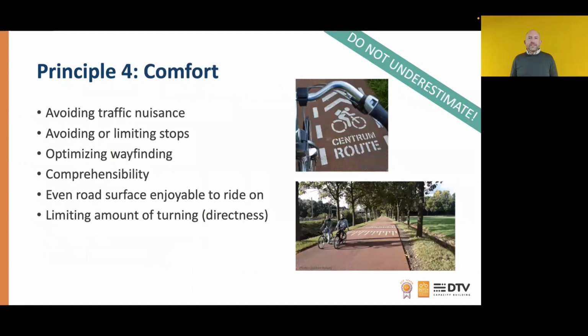The fourth one, comfort. The first three I've been explaining to you. They are more engineering type, you could say. They are more quantitative. Comfort, this is where it becomes more qualitative and perhaps more subjective. But through planning and through our designs, we want to avoid traffic nuisance, avoid or limit the amount of stops. Already mentioned that. Optimize wayfinding, so you can find your way from A to B across the network. That also decreases stress levels, the anxiety of getting lost.